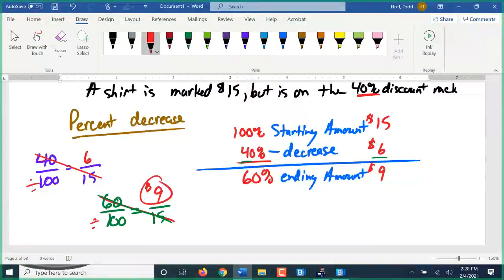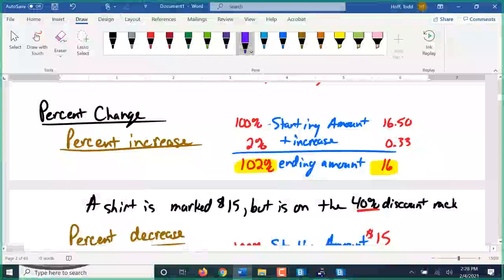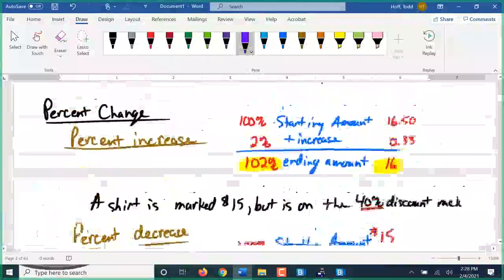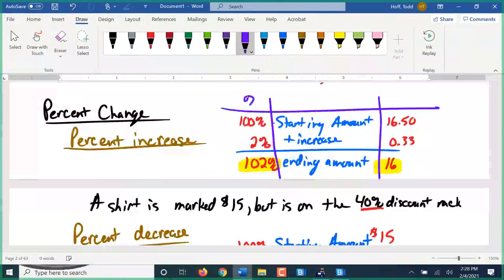So whenever we're dealing with a percent change problem, whether it's a percent increase like this one or a percent decrease like this one, every item in the problem is described by two numbers. One of them is a percent, and in these problems, the other one is dollars. So here the starting amount is described as 100%, but it's also described as $16.50. The increase is described as 2%, but also as 33 cents. The ending amount was 102%, or $16.83.